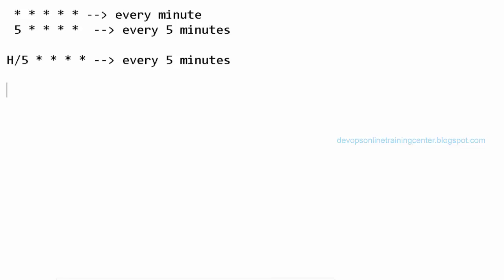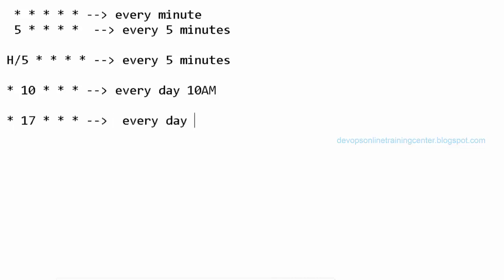Or let us say every day at 10 o'clock in the morning. This is the 10th hour, right? So the second field is for the hour. Every day, 10 a.m. Or if I specify something like this, when does this run? Every day at 5 p.m. This is 24-hour format. So 10 indicates 10 o'clock in the morning, and 17 indicates 5 p.m. in the evening.